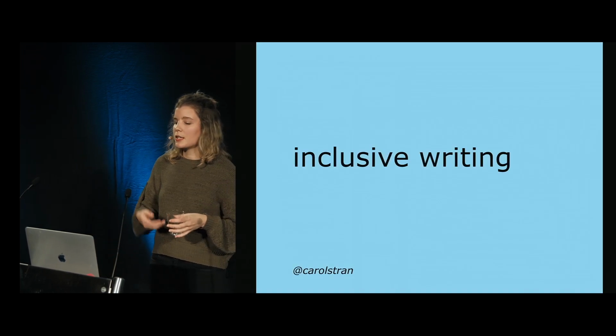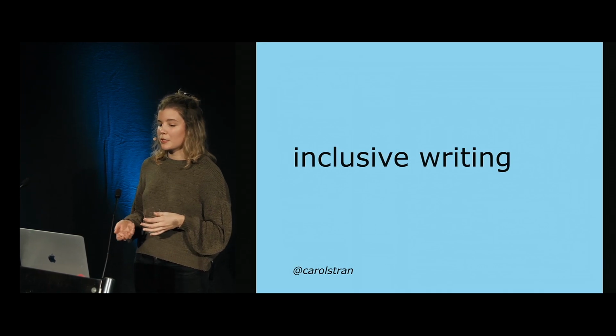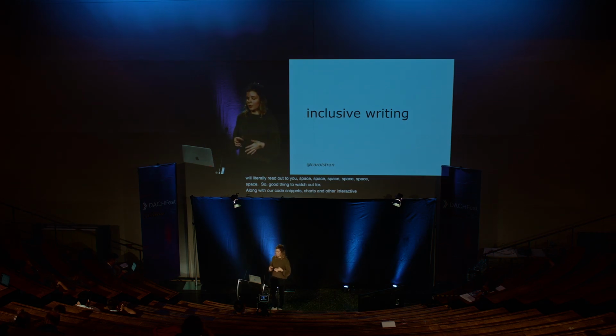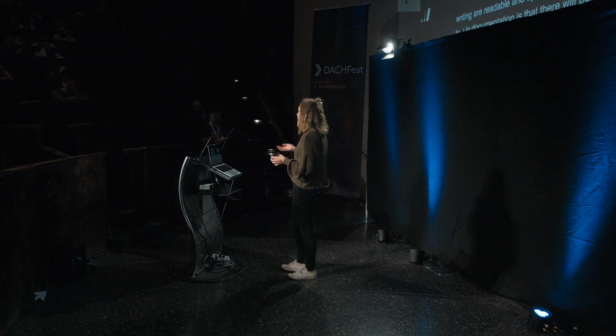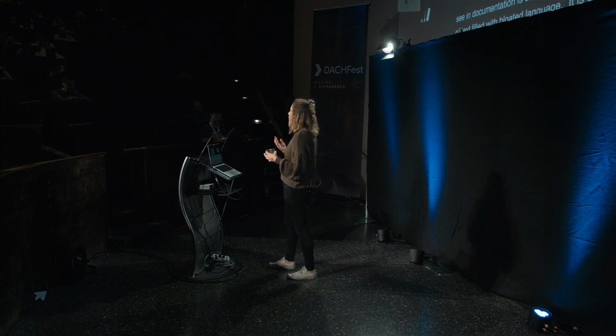Along with our code snippets, charts, and other interactive documentation elements, we want to make sure that the words we're writing are readable and optimized for comprehension. Often what I see in documentation is that there will be these long, verbose chunks of text filled with bloated language. And by bloated language, I mean overly complicated prose that is difficult to understand. Difficult to understand for anyone, but particularly for those who might have a learning disability or aren't reading in their native language.